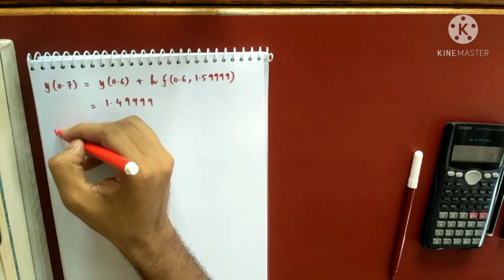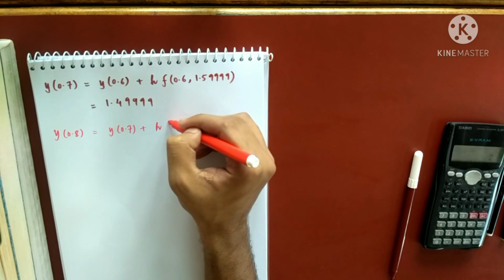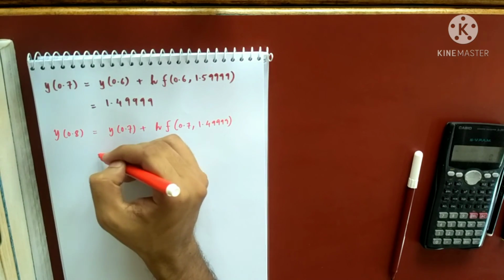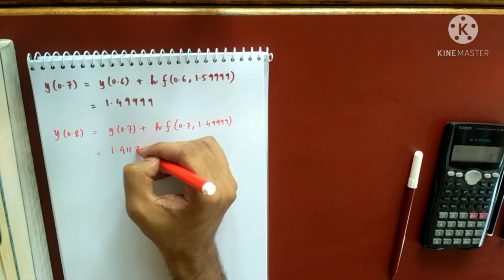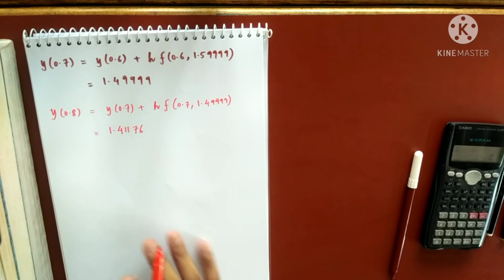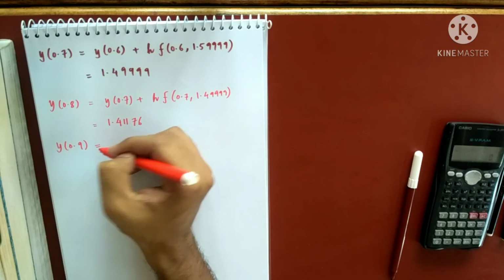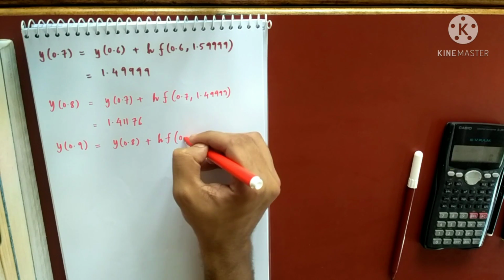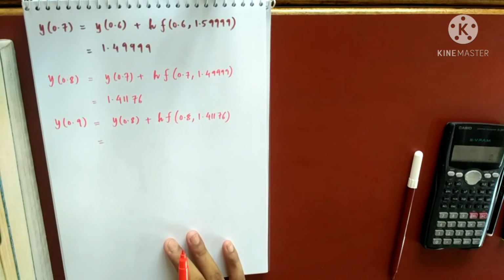And y at 0.8, do it very quickly. It will be y at 0.7 plus h times f of 0.7 comma 1.49999. This you should get 1.41176. Please keep on verifying. Do not write what I am writing, please check by yourself and write. Please confirm. Next, y at 0.9. This is nothing but y at 0.8 plus h times f at 0.8 comma 1.41176. This on calculating must come 1.3333.